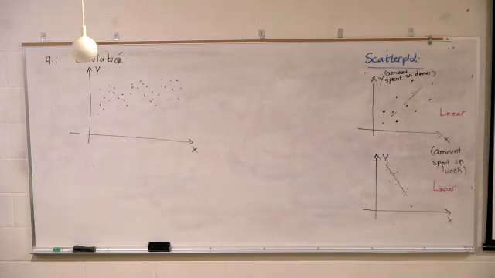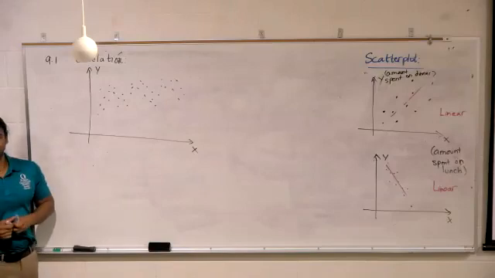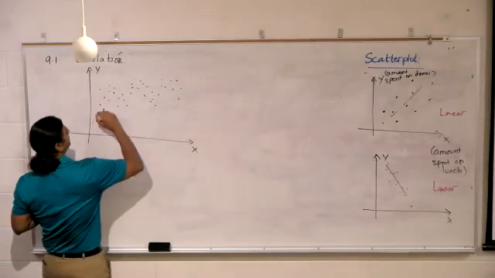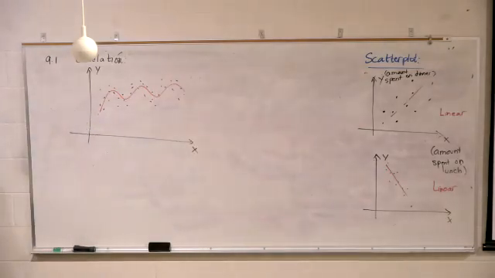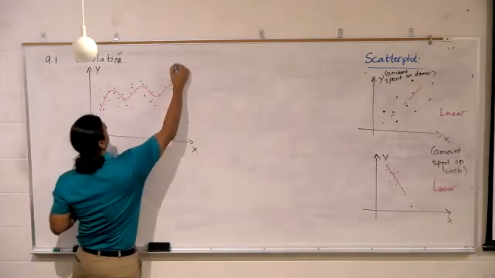So each of those dots is a point, and what type of pattern do you see? Sine, cosine. So definitely not linear. Do you agree? Something like that, and that is what we call nonlinear.